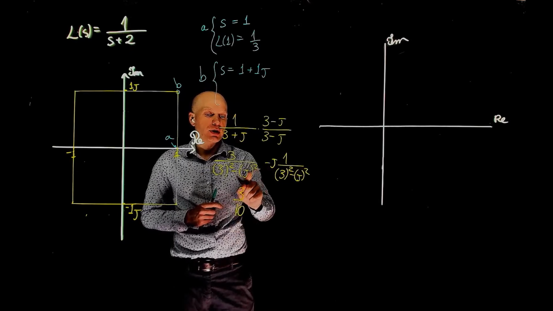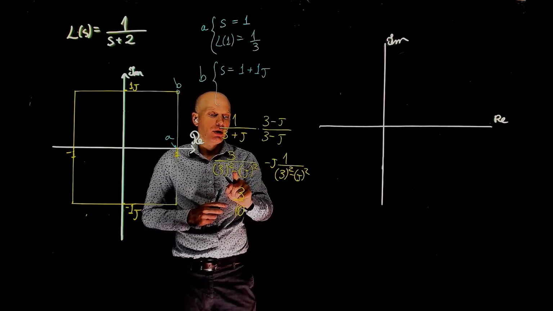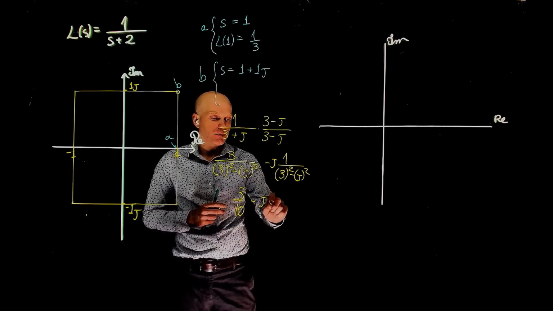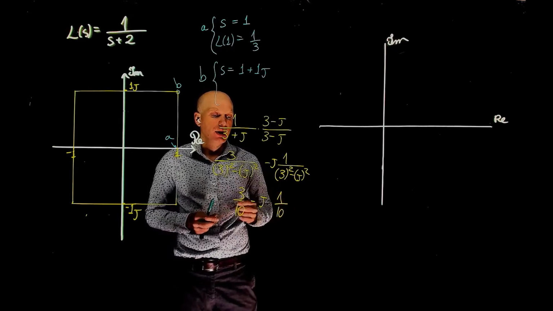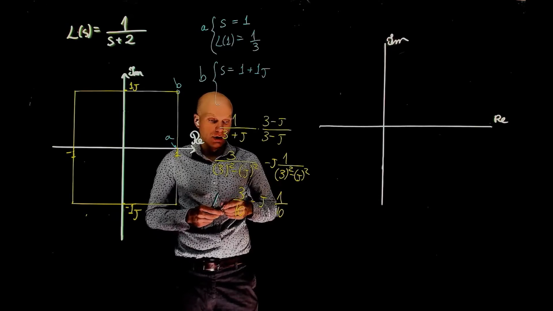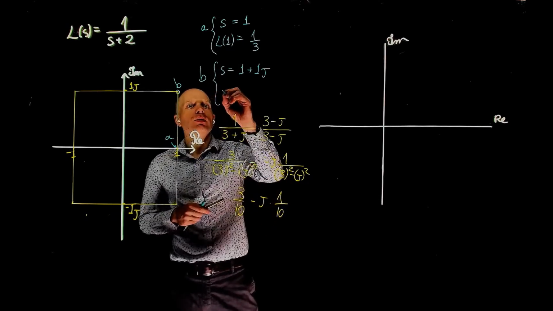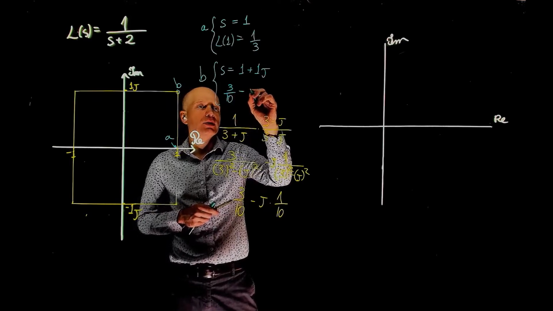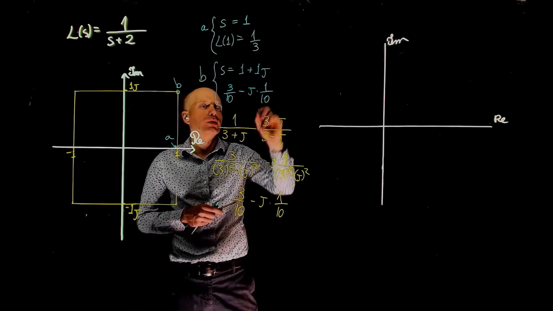And j squared is -1, times -1, that's plus 1, plus 9, 10, minus j times 1 over 10. So this is equal to 3 over 10 minus j times 1 over 10.